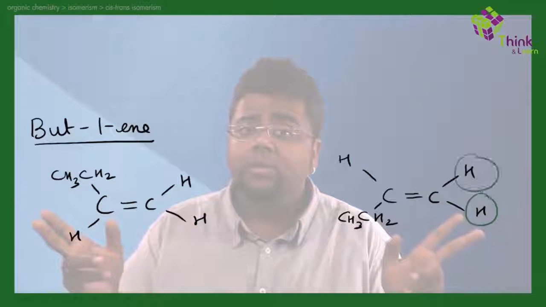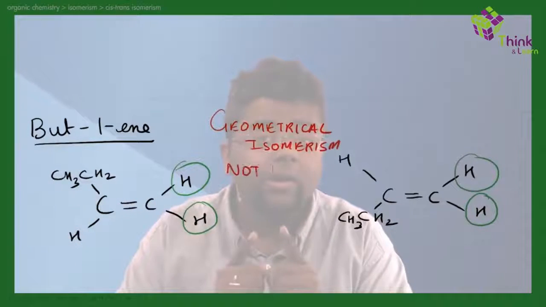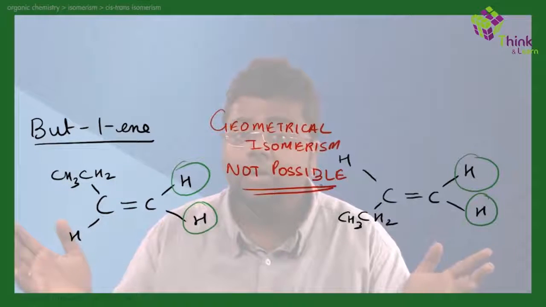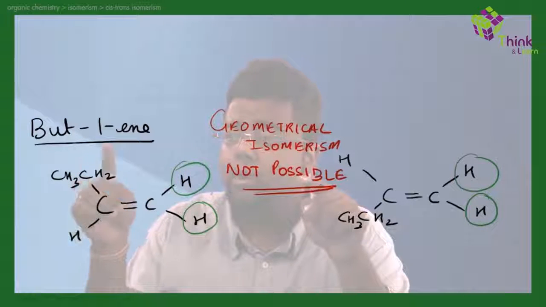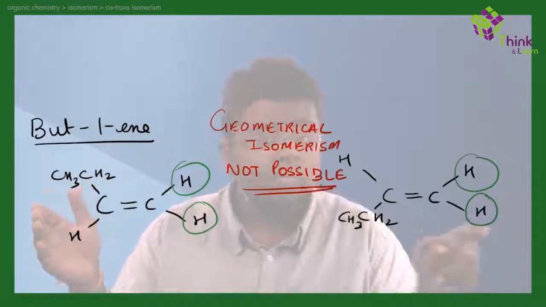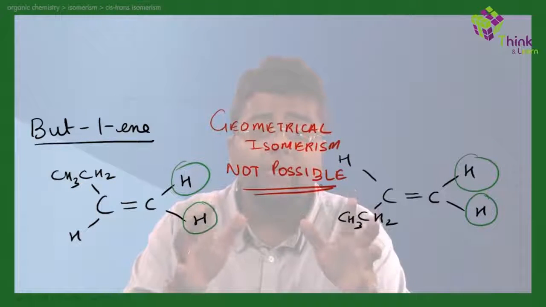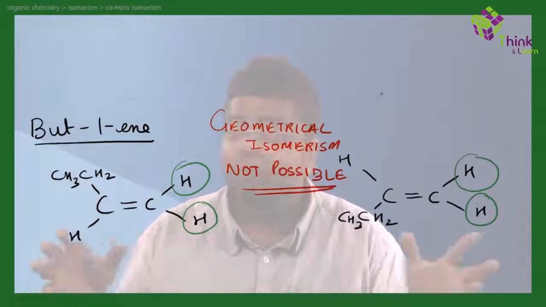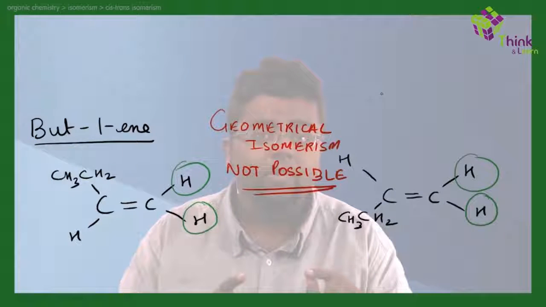Now, can this be classified as cis or trans? No, it can't, because the first condition is being followed, that a double bond is there. But the second condition, take a look at this carbon. On both the sides, it has hydrogen. So two same atoms are present on the same side of the carbon. Geometrical isomerism is not possible.